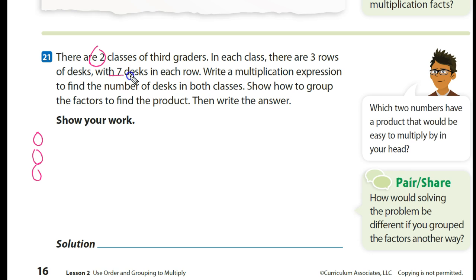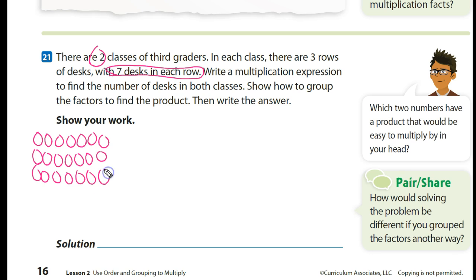So 3 rows: 1, 2, 3. How many desks in each row? 7. So I have 1 there already, 2, 3, 4, 5, 6, 7, and the same for each row. Write a multiplication equation to find the number of desks in both classes. See how to group the factors to find the product. Then write the answer. My multiplication sentence here would be 3 times 7.